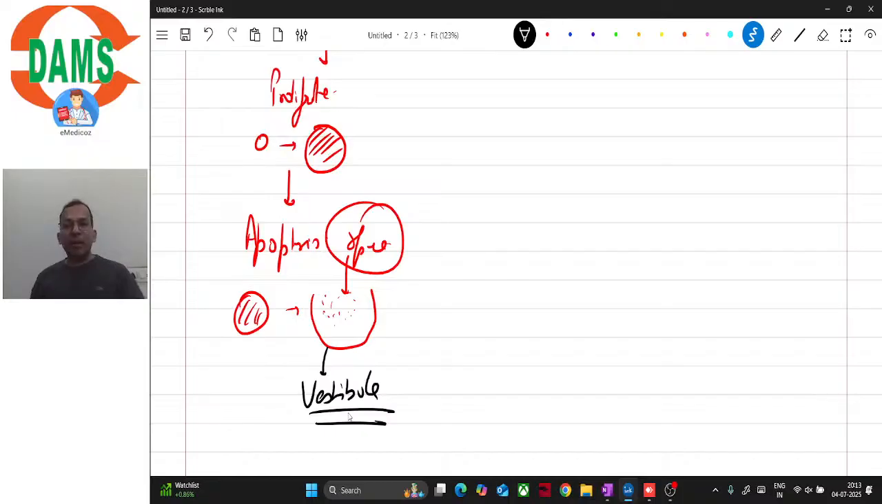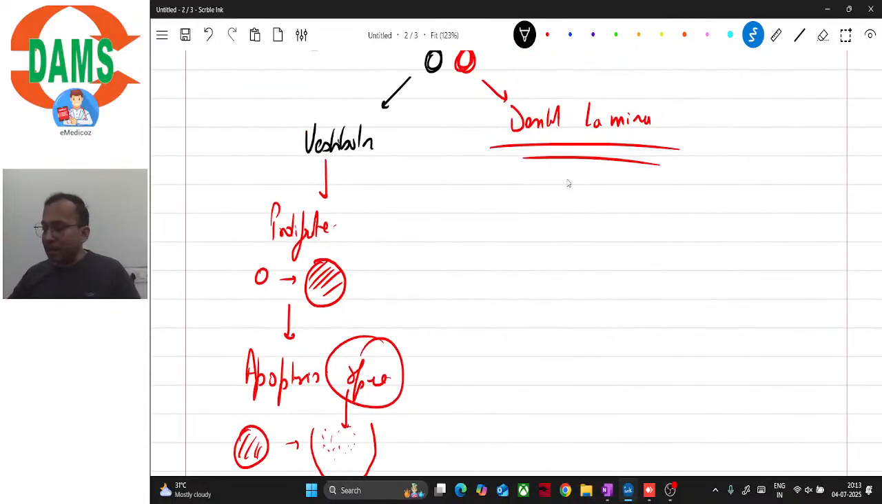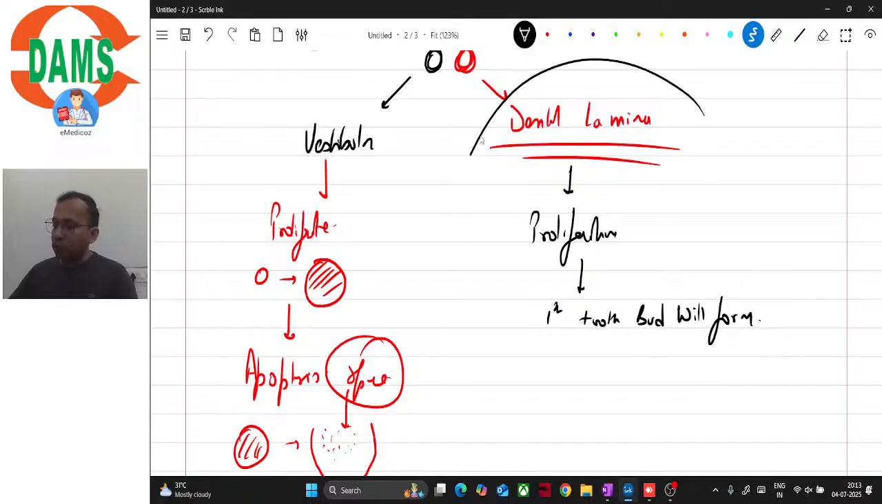So how does the vestibule form? Initially, the vestibular lamina proliferates, it increases in size and then it undergoes apoptosis. So when these cells are dissolved, a space is created between the cheek and the future dental arch, and this space is known as the vestibule, right? So vestibule involves proliferation and apoptosis both. On the other hand, what is happening with the dental lamina? This dental lamina will also show proliferation. And due to this proliferation, the first tooth bud will form.